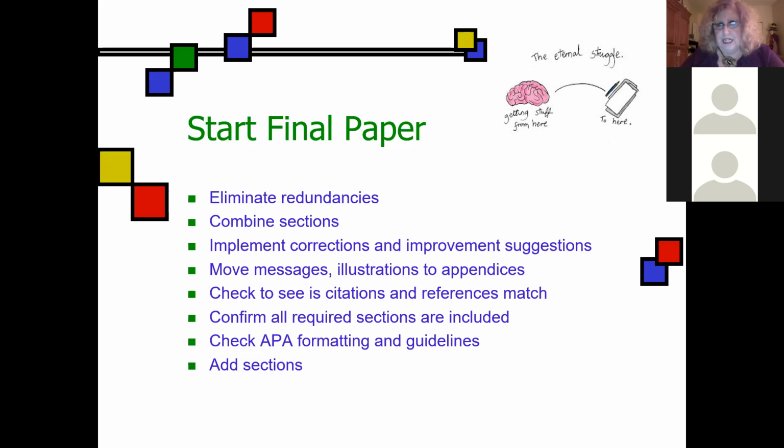Check to see if your citations and references match. Confirm that all required sections are included, and there are additions. It's not just the sections from milestones 1, 2, and 3. Check your APA formatting and guidelines, and you're going to want to add the sections that needed to be added.